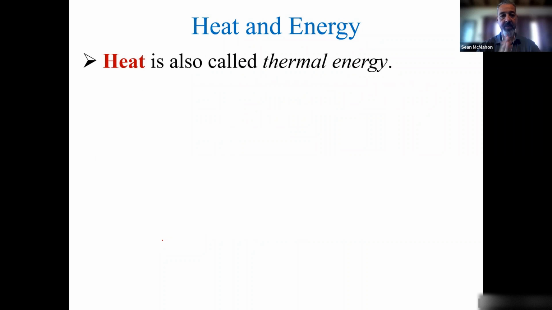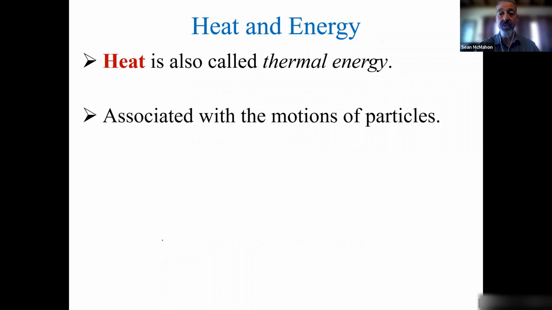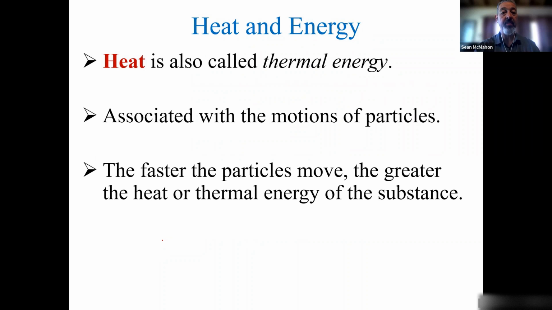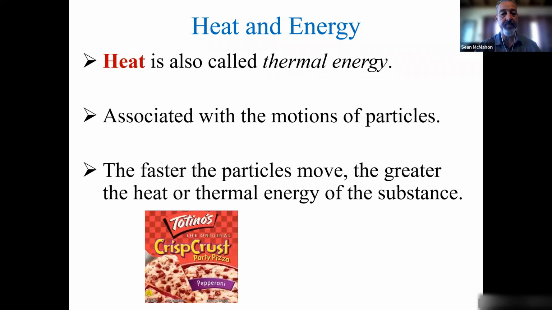So we talked a little bit about heat being thermal energy. It's associated with motion. The faster the particles move, the greater the heat or thermal energy. And if you get cold, sometimes don't you move your hands fast to warm them up? You can feel them getting hot. That's because when things move faster, they have more thermal energy. So there's more heat stored.